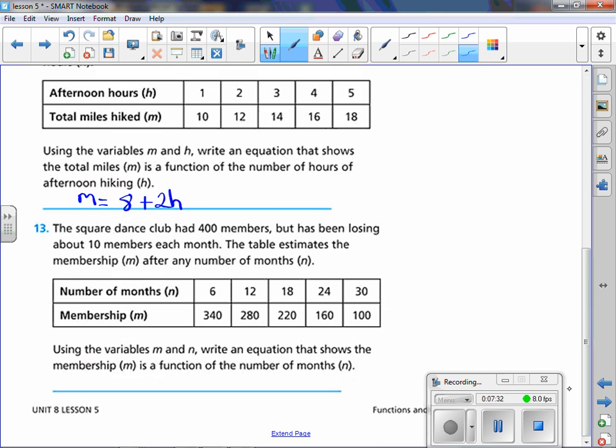Okay. The Square Dance Club has 400 members, but has been losing about 10 members each month. The table shows the membership after a number of months. Using the variables M and N, write the equation. So membership is going to equal, they started at 400, so we have to start with 400. And then we're going to subtract, they're losing 10 per month. 10M, sorry, right? N. They used N, not M. Let me erase that and change that to an N. Okay? Let's go on to our next page.